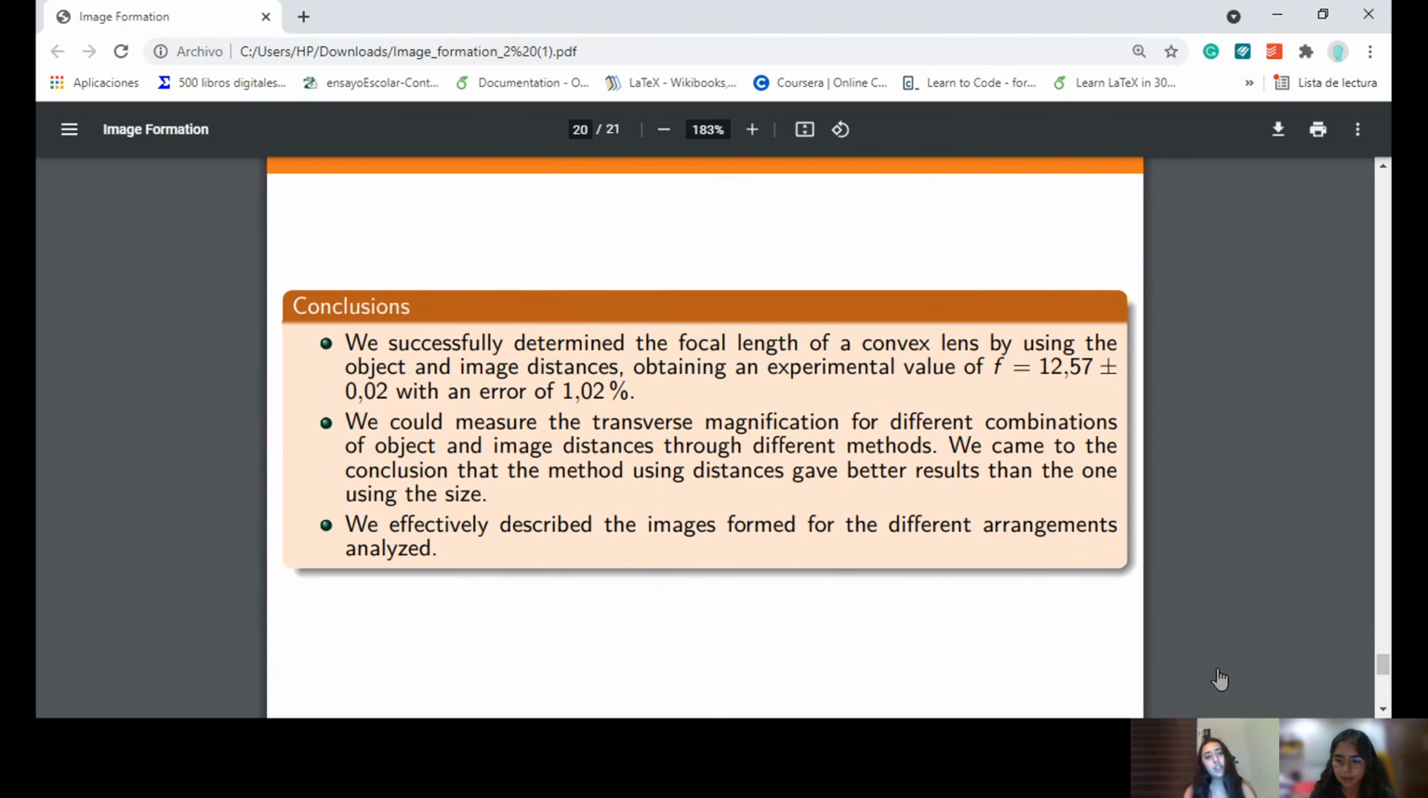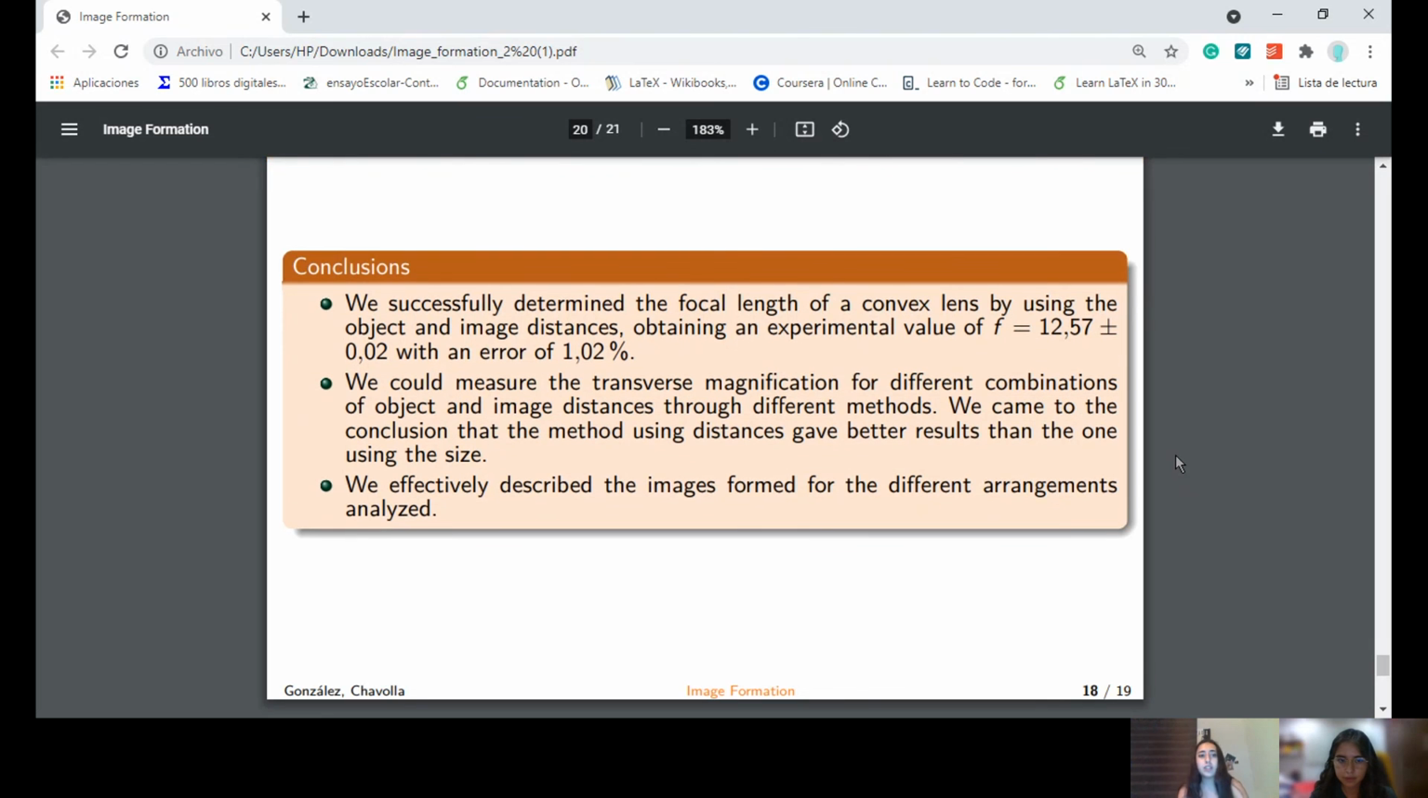For the conclusions, in the first activity, we successfully determined the focal length of a convex lens by using the object and image distances, and we obtained an experimental value of the focal length of 12.57 plus minus 0.2 with an error of only 1.02 in comparison with the literature.